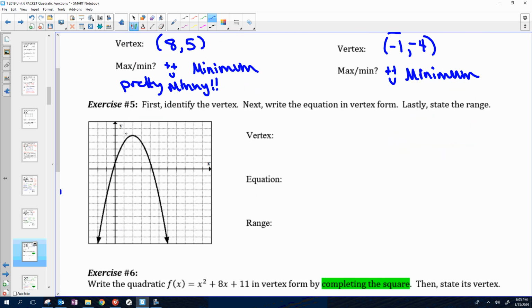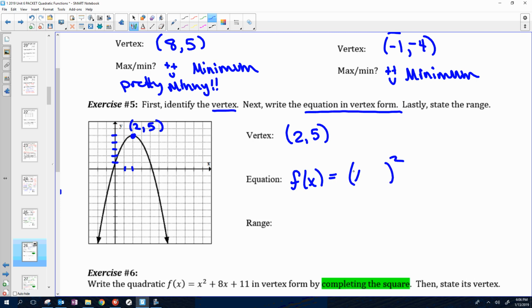Exercise 5, first identify the vertex. Vertex, 1, 2, 1, 2, 3, 4, 5, 2, 5. Write an equation in vertex form. All right, f of x equals, I could have said y equals. Let's see, there's going to be a square. There's going to be an x. Change the sign on the 2, -2. Put the 5 on the outside, and it's a +5.